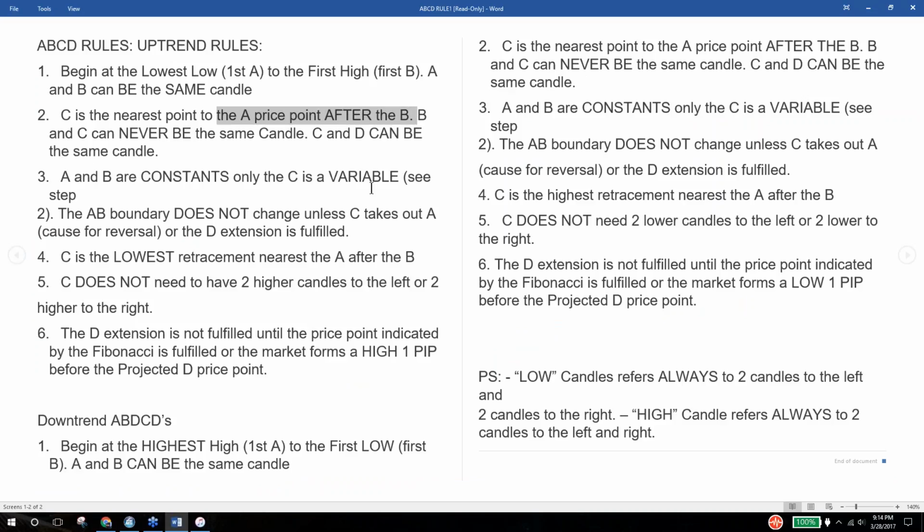Since C must be the nearest point to the A after the B, usually the question that comes after that is, can B and C be the same candle? Right? The answer to that question would be no, since it has to be the nearest point to the A after the B. B and C cannot be the same candle. Right? Although C and D can be the same candle. That's very rare, but it does happen.